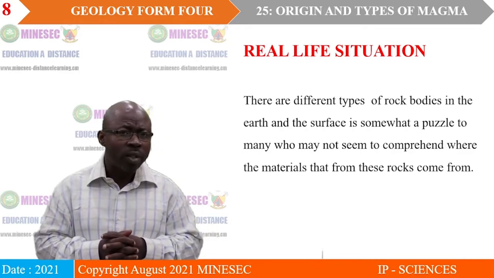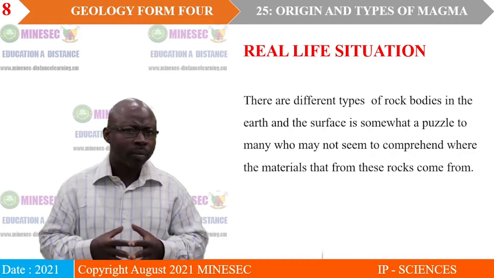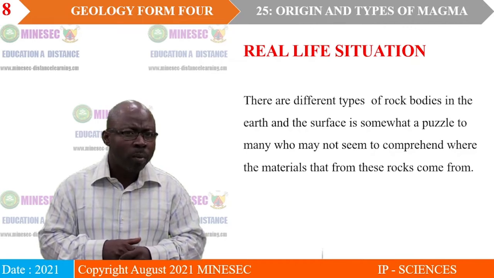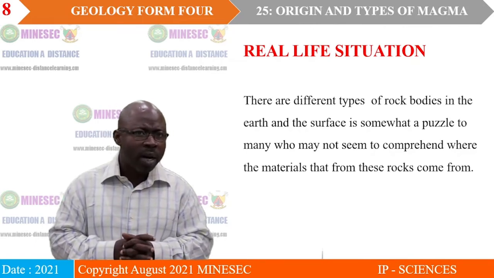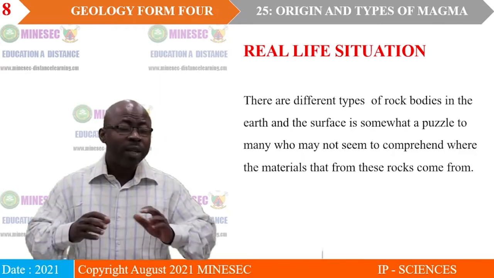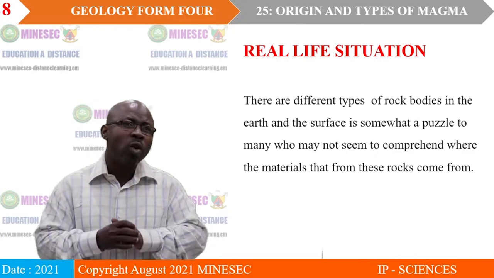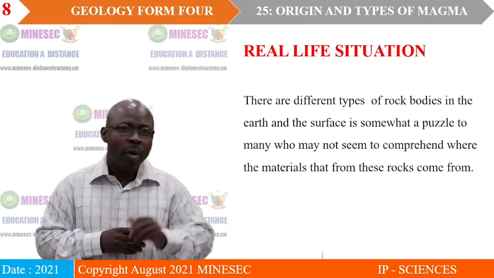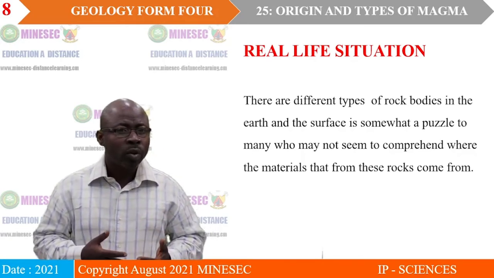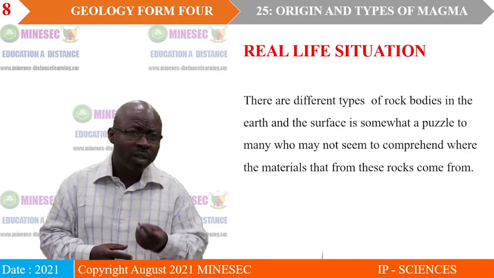Today we notice that there are different types of rock bodies in the earth, and the surface is somewhat a puzzle to so many who may not comprehend where the materials that form these rocks come from. We find so many rocks, so people ask, where have they come from? Maybe when God was creating, he just dropped them. But we realize that they are different. So this lesson is going to help us try to explain the origin of the different types of rock bodies on the surface of the earth.